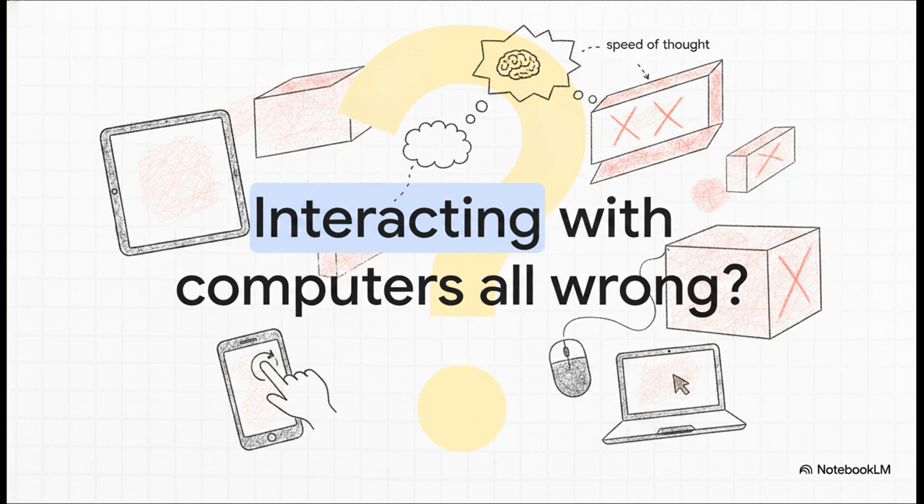Just think about your phone or your laptop for a second. You tap, you swipe, you point, you click. We intuitively feel like this is totally natural, right? Because it's what we've been conditioned to do. But we really need to step back and ask a tough question. Are we interacting with computers completely wrong? We have to seriously consider if these heavy visual abstractions are actually holding us back from communicating with our machines at the literal speed of thought.